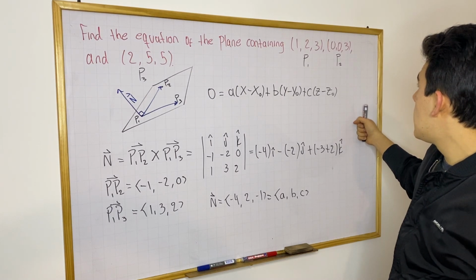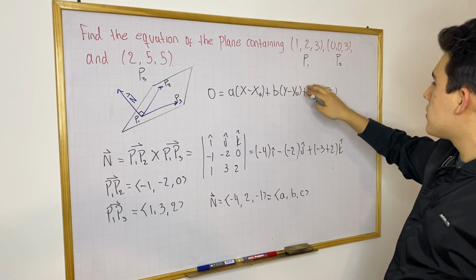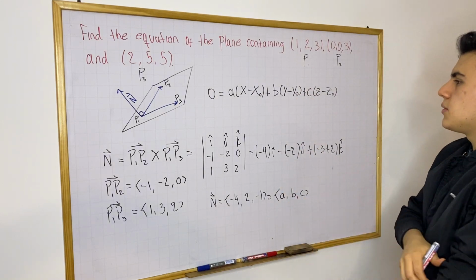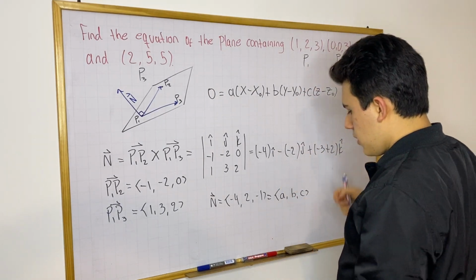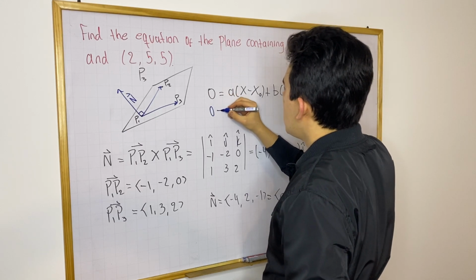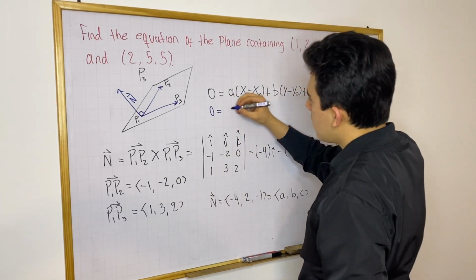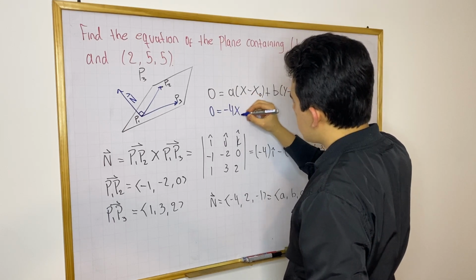So P2 looks really nice because we've got zeros here. So x naught and y naught are going to be really easy to deal with. So yeah, let's do that. We're going to have the following. This is going to be the equation of the plane. We're going to have 0 is equal to a times x. We know a equals negative 4, so it's going to be minus 4x.